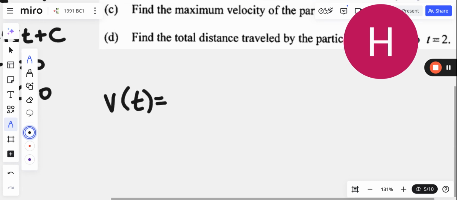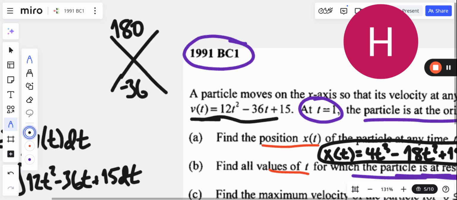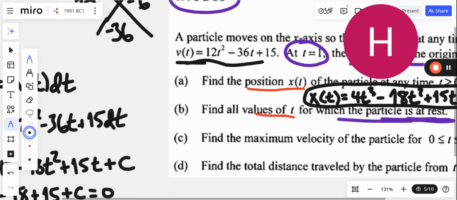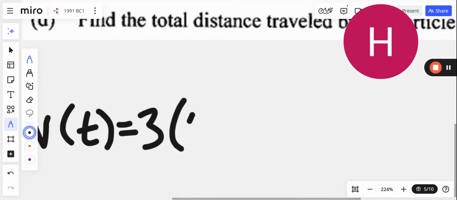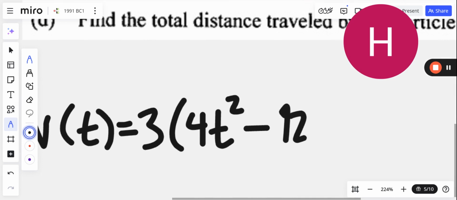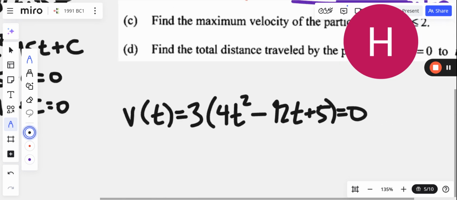Yes, v of t is absolutely factorable. If we go old school with this, we can find what multiplies to 12 times 15, which is 180, but adds together to give us negative 36. How about negative 30 and negative 6? Yeah? In fact, now that I think about it, we can factor 3 out right from the get-go. And we would have 4t squared minus 12t plus 5. I want to find out when that equals 0.